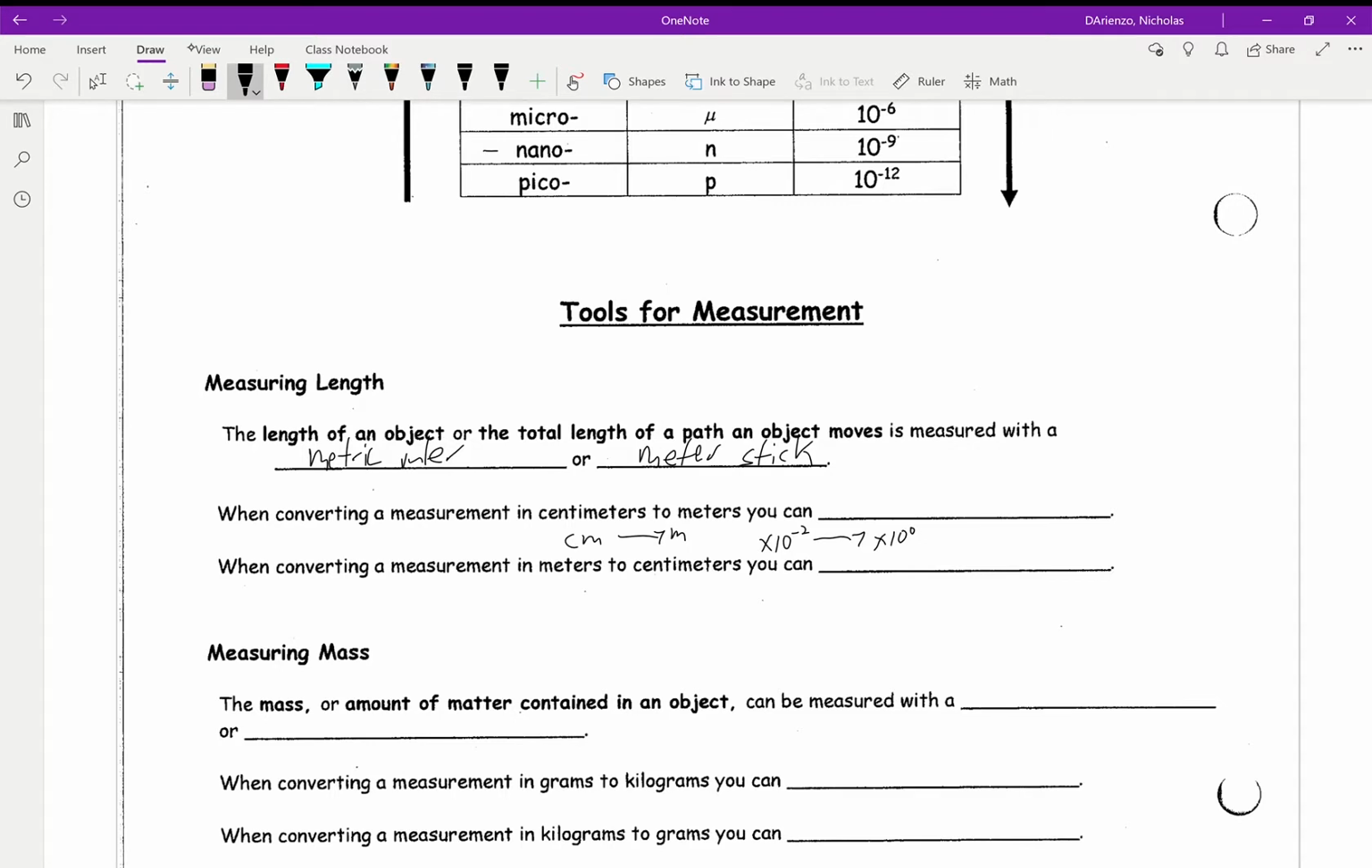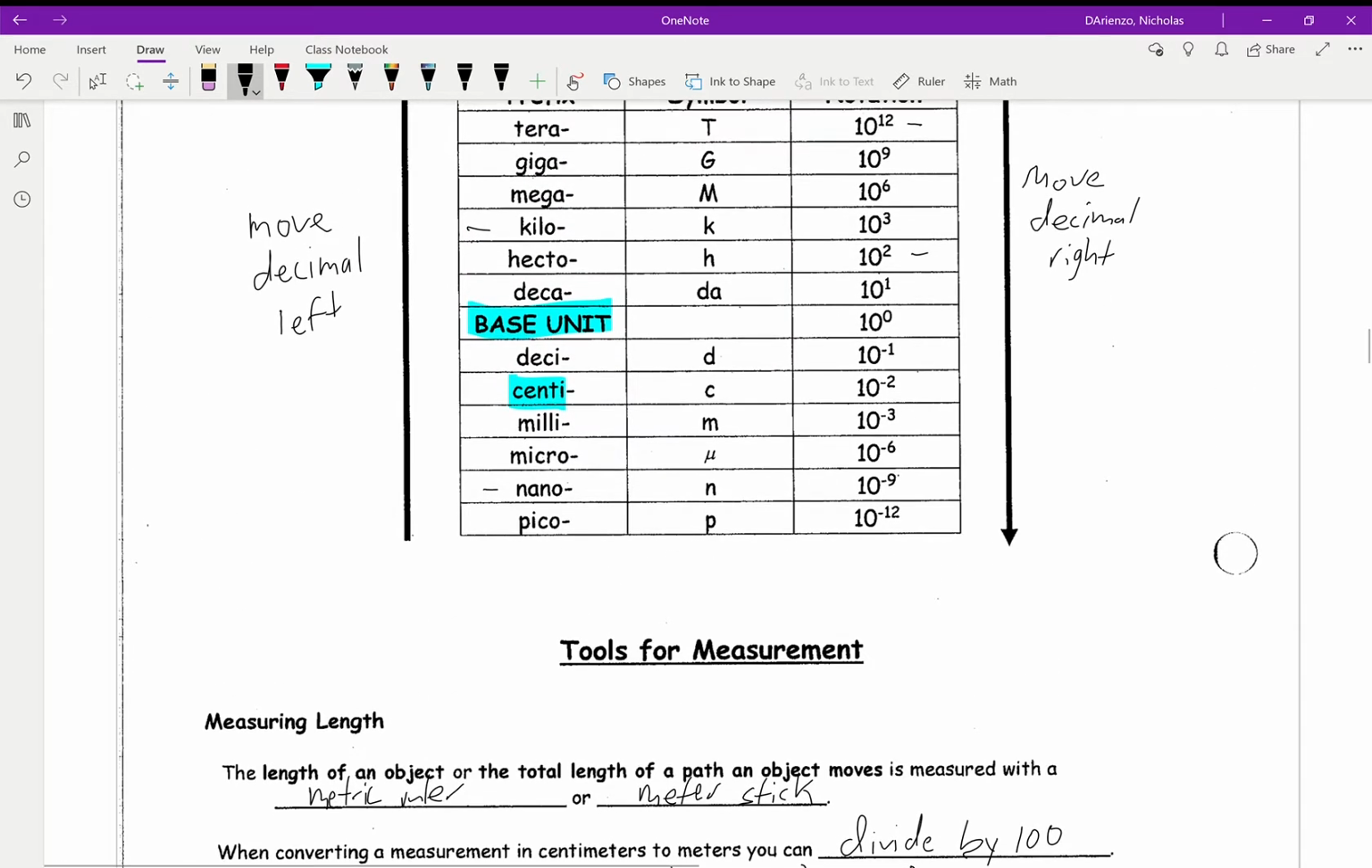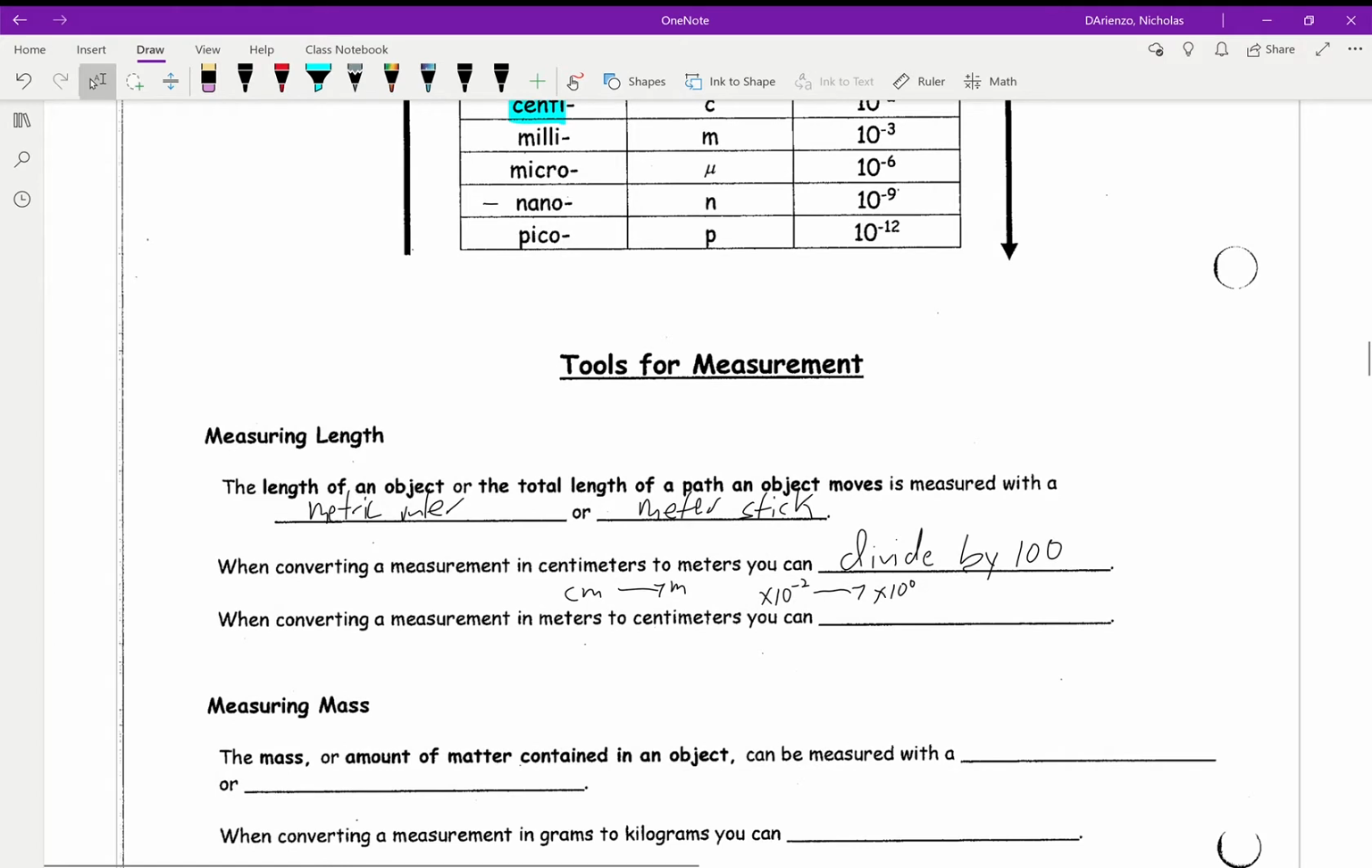This can also be accomplished by dividing by 100. If we're going the opposite way, we would then move our decimal place to the right, since we'd be going from a base unit to a centimeter. Or we can multiply by 100. That's a difference of 2 powers of 10, from the 0 power to the minus 2 power, and that's how we get our 2 zeros on our conversion factor of 100.